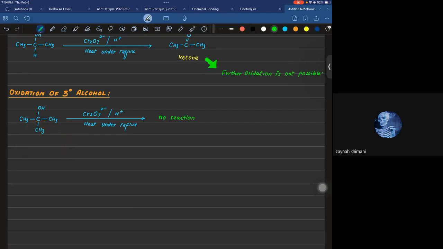So in short, if I'm going to summarize it, from primary alcohol, aldehyde is produced, and also the carboxylic acid. And from secondary alcohol, the ketone is produced. But when you talk about tertiary alcohol, you get nothing. Oxidation is not possible. Okay, so we will stop here. Then inshallah we will be doing the past paper ultimately. This is almost finished for us.